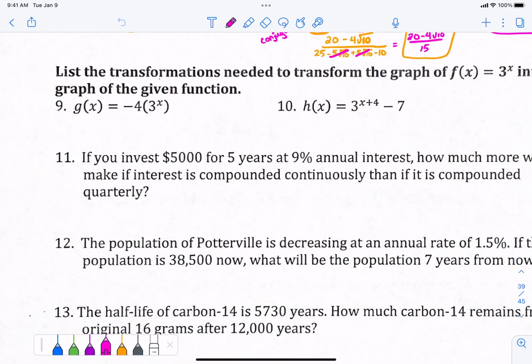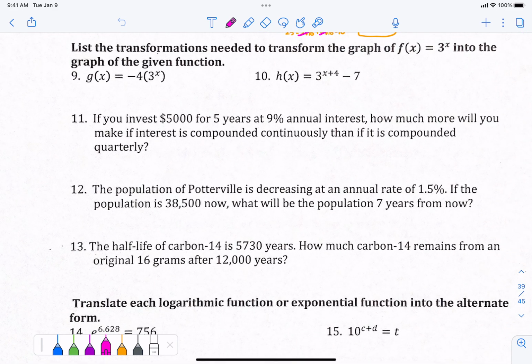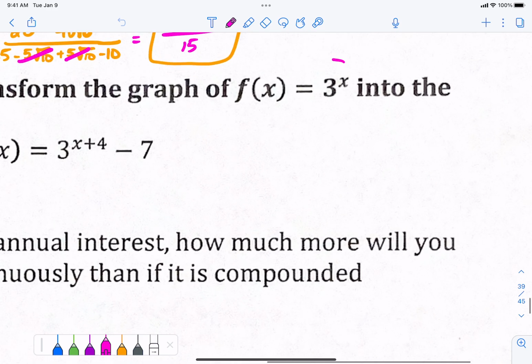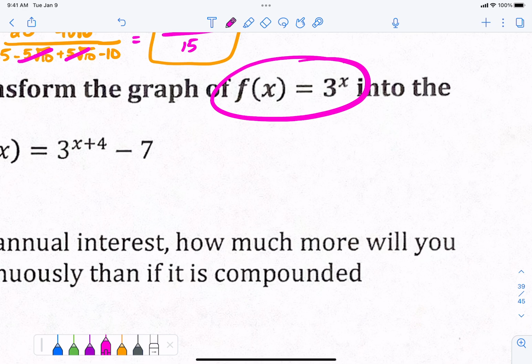We are starting with number 9, and we're just going to book right along. 9 and 10 say that the parent function for this is 3 to the x power. What kind of function is that? Exponential. What kind of exponential? Growth or decay?